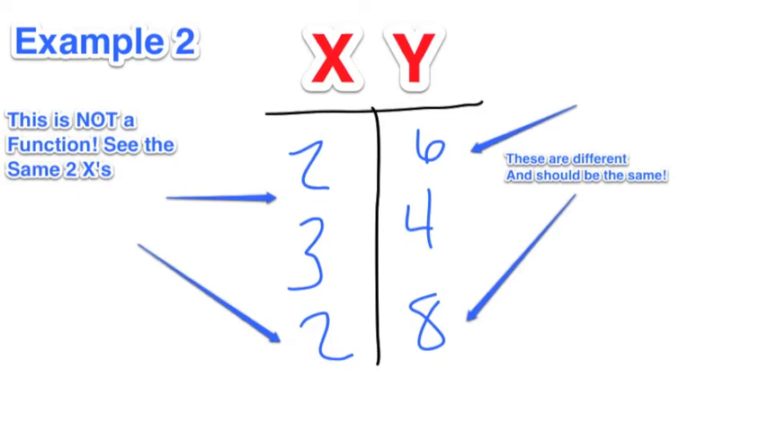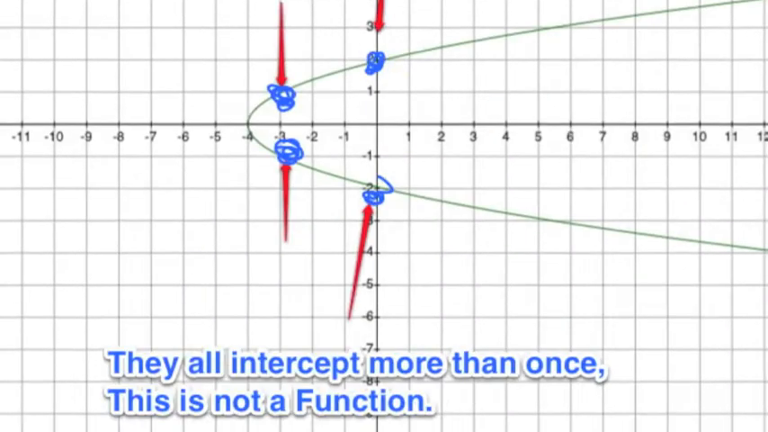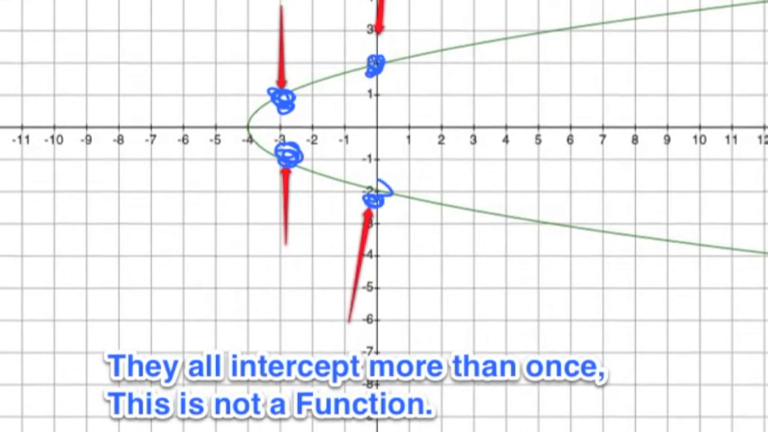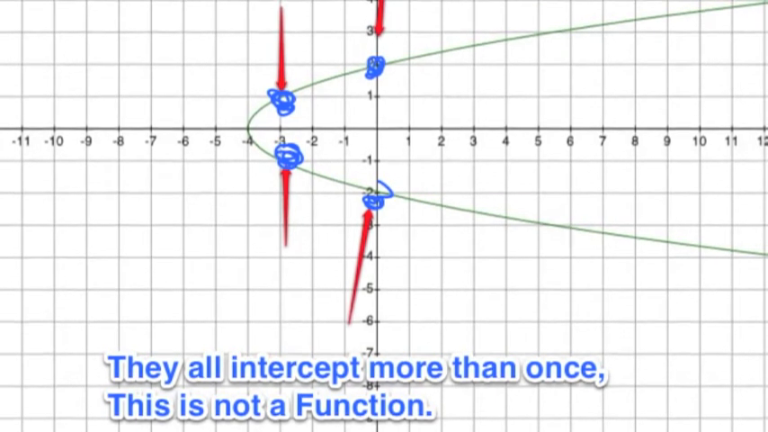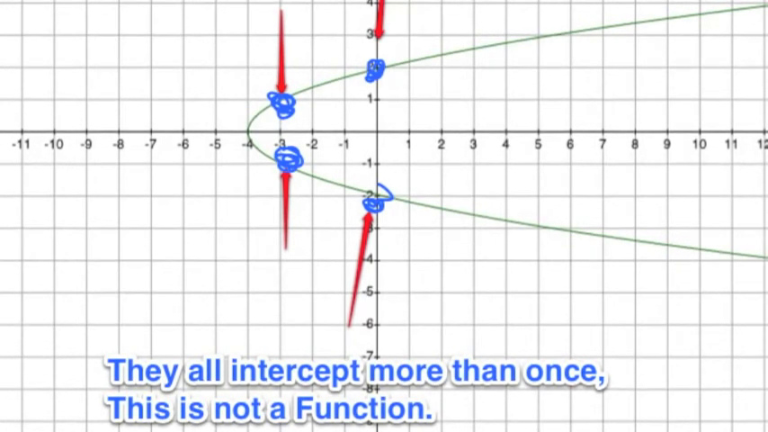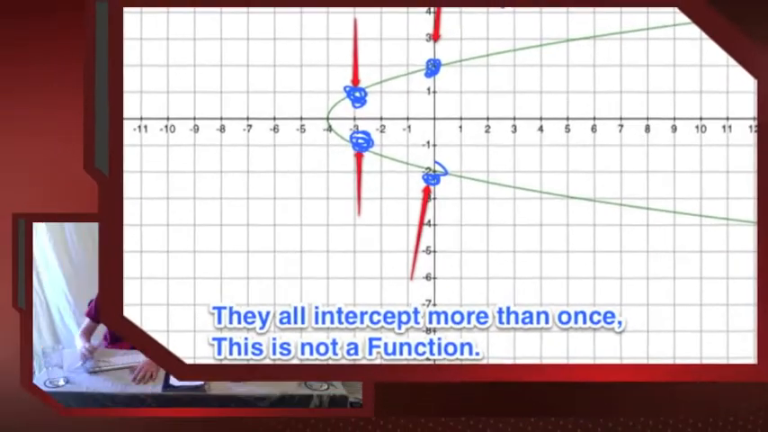Now let's go to our non-function graph. As you can see, this is our non-function graph. But if you look at it, if I were to draw lines through each intersection point, it would go through more than once. Now, if it intercepts more than twice, this makes it so that it is not a function instead of it being a function.